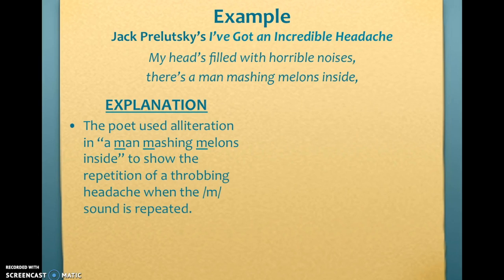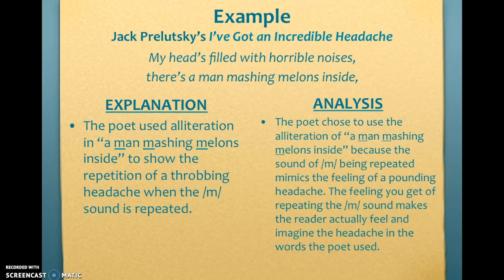But now we want to analyze it. We want to look at Jack's motivation and how it impacts the reader. So once again, he had a choice. Why did he choose to use man mashing melons? Well, when he chose that repetition, that alliteration, he wanted to mimic the feeling of a pounding headache. And so when you hear it, it's almost like you can feel your temples hurting, just like a really bad headache feels. So the feeling you get of repeating that sound makes the reader actually feel and imagine the headache in the words that the poet used. Yeah, and this is a great example where alliteration is very powerful, it's purposeful, and it's a really powerful way of emphasizing a point.